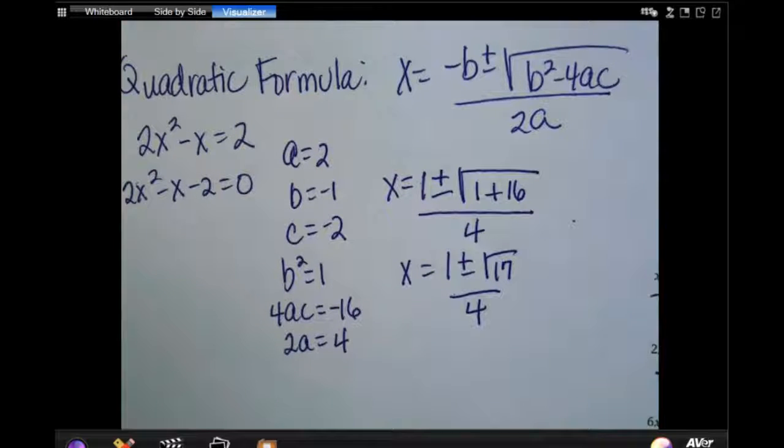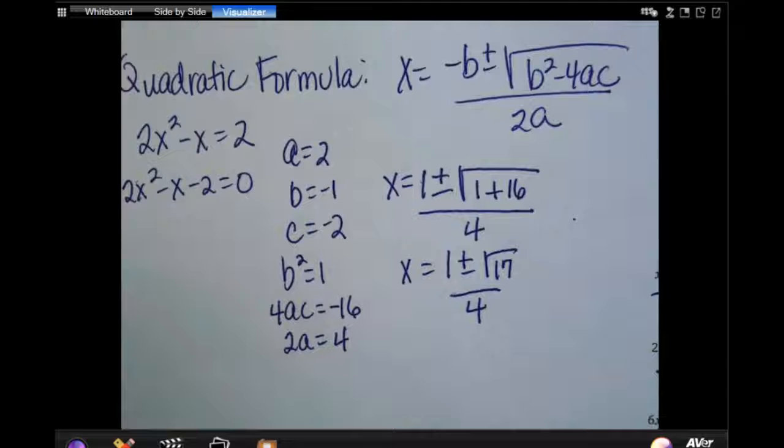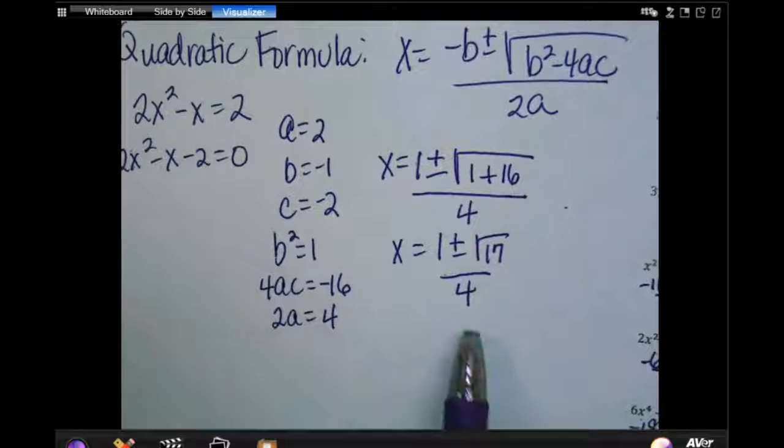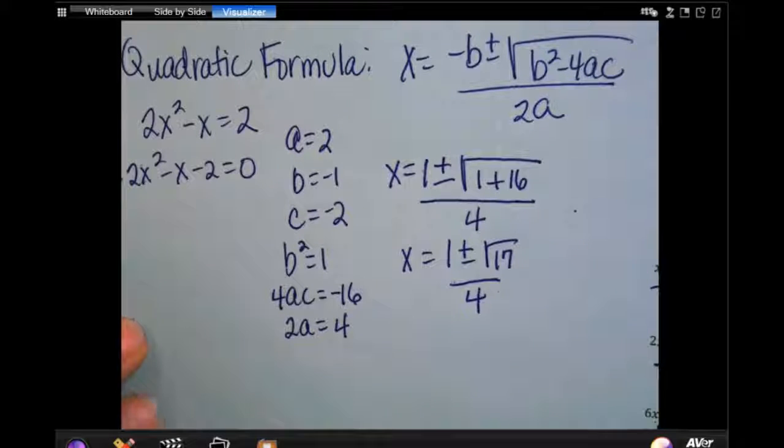So the factors for this are x equals 1 plus or minus the square root of 17 over 4. And so you wouldn't have been able to come up with those factors in your head, but we can use the quadratic formula and get the answers. Now, does everybody remember the quadratic formula? Everybody knows how to do this? Right, that would be it.